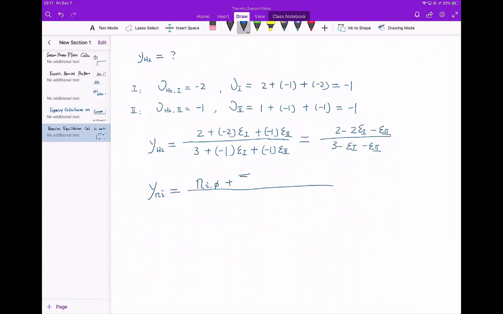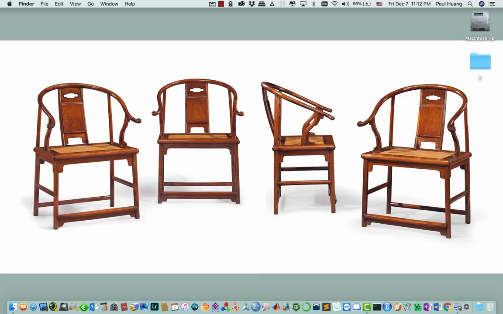For the summation of component i, this is nu of component i in reaction j times the corresponding reaction coordinate xi j. This should be the j.